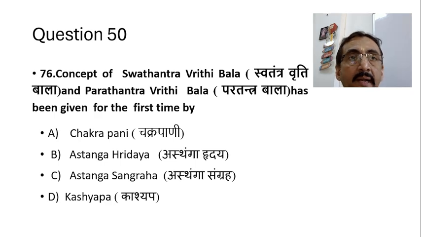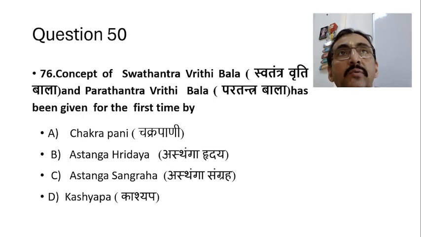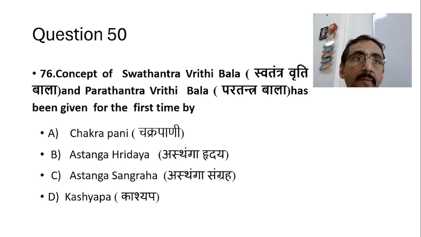Commenting on this, there is a detailed explanation of what we mean by Paratantra Bala and what we mean by Swatantra Bala. The question is, this concept of Swatantra Bala and Paratantra Bala has been mentioned for the first time by which author? Chakrapani, Ashtanga Hridaya, Ashtanga Sangraha, or Kashyapa. The answer is Chakrapani, because 'Nivrittir vamanadinam mrudutvam paratantratam vak cheshtur asamartyam viksha baleshu shastravit'. This shloka is given by Charaka. Commenting on Charaka's shlokas, Chakrapani explains what Swatantra Vritti Bala and Paratantra Vritti Bala mean. So the answer is Chakrapani.